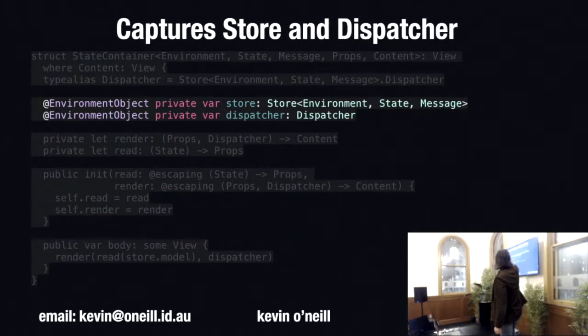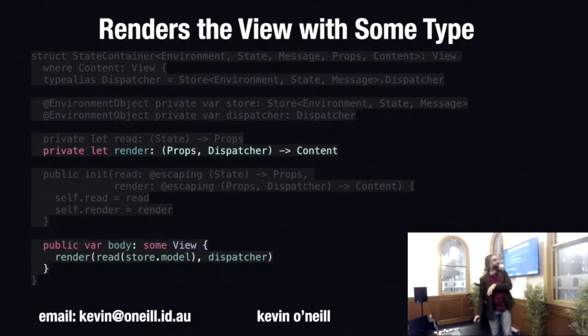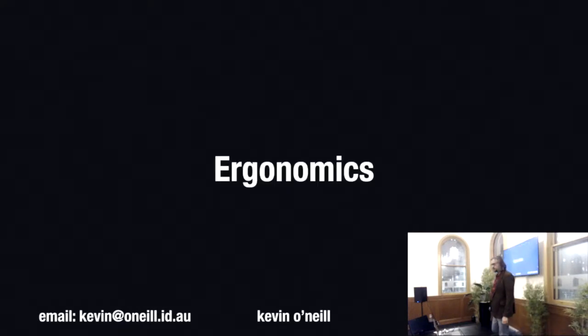So the state container captures the store and the dispatcher. You provide a method to read the state to some other type that you want in your view. And a render function that takes that captured state and a dispatcher, and renders your view, which you can see ends up down here as this signature. And again, let's come back to ergonomics. Everything I'm trying to do here is trying to make things simple to reason about.